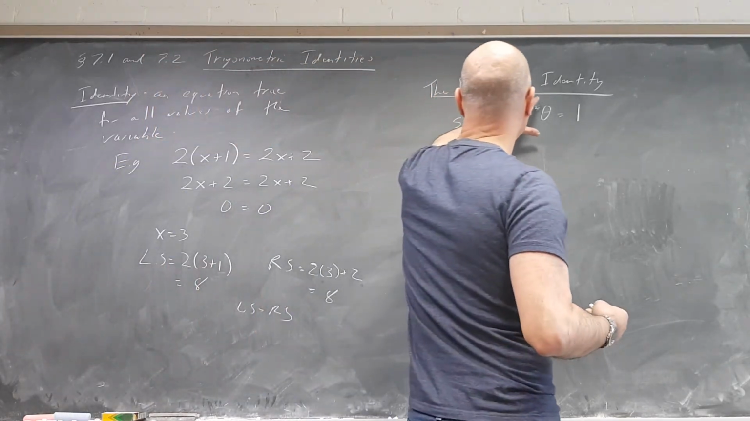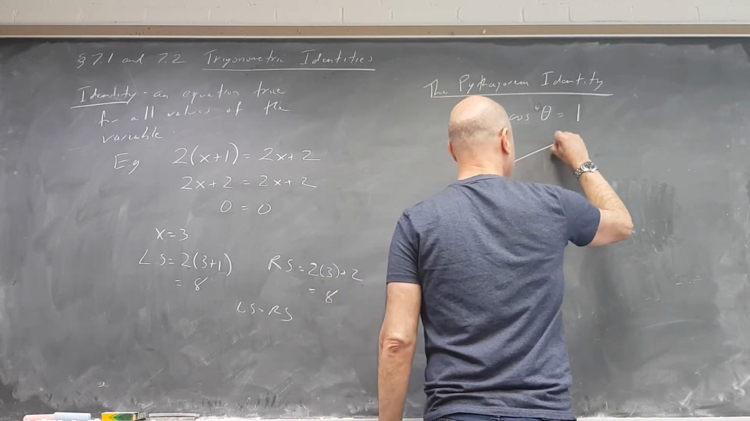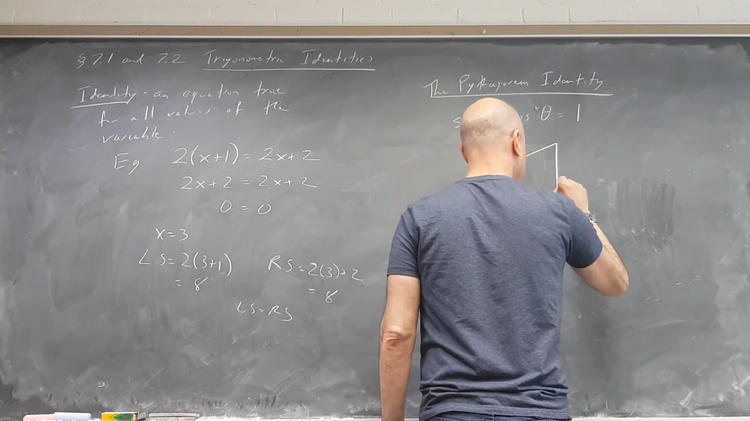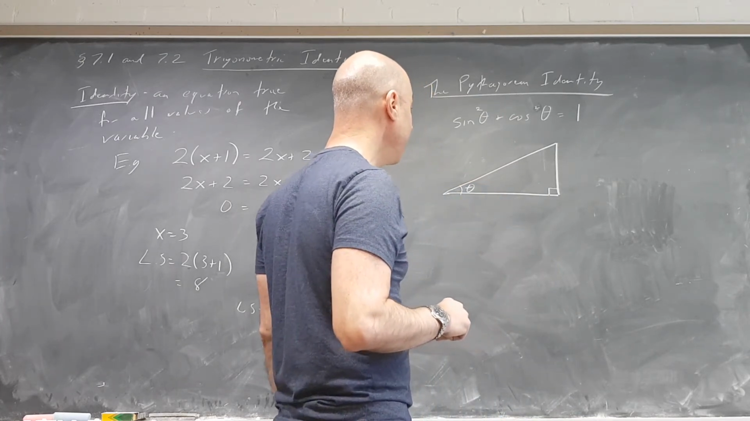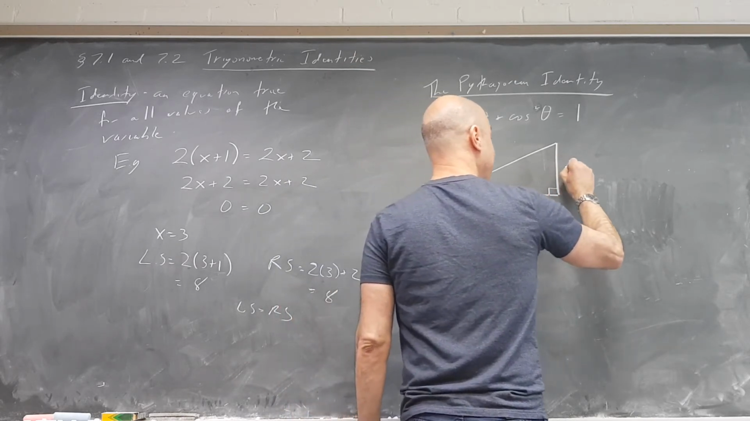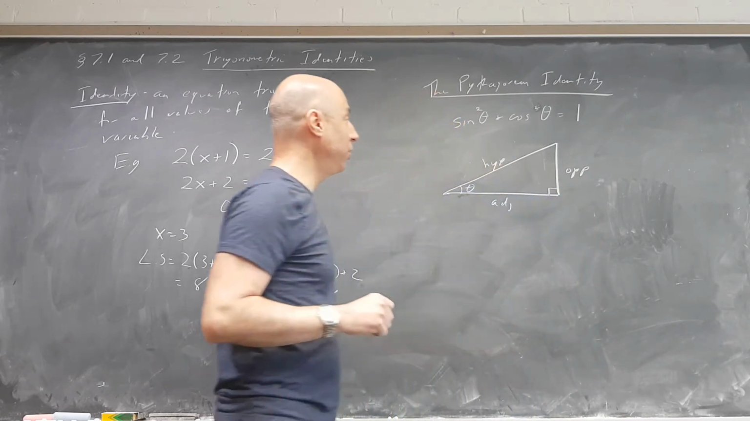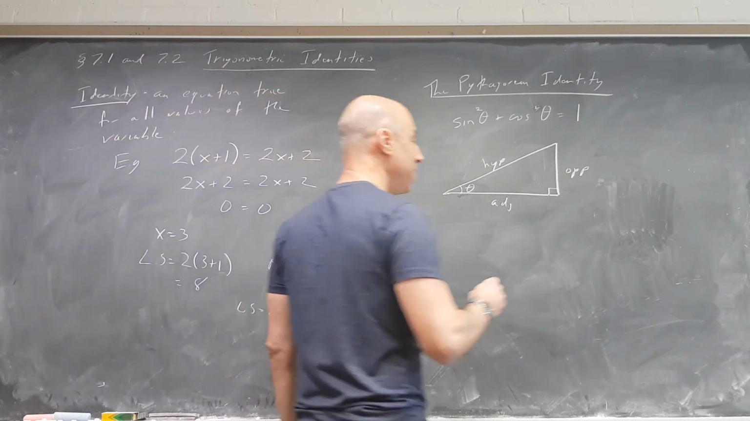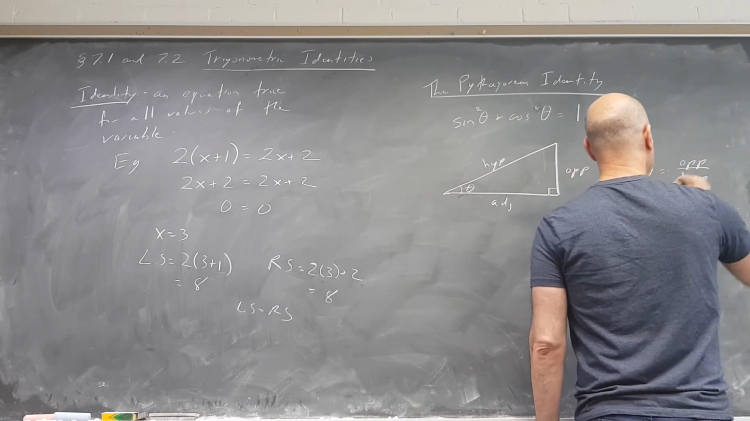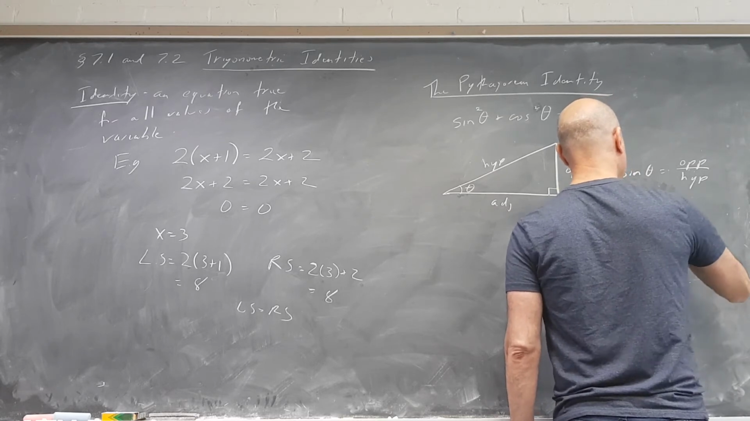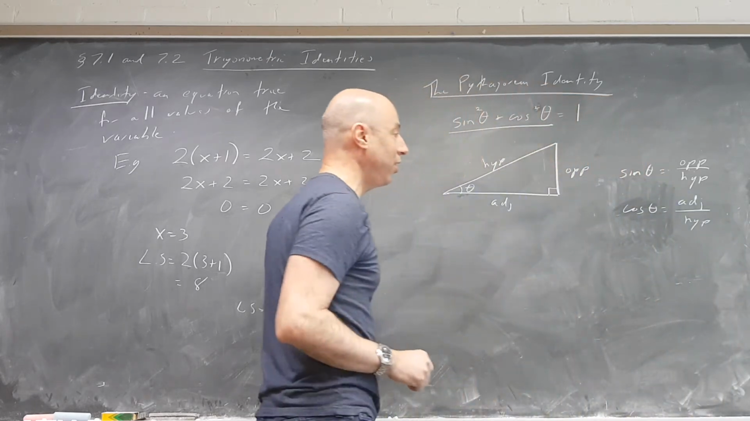If you're wondering why this is called the Pythagorean identity, it's because it's just the Pythagorean theorem in disguise. Let me draw a right angle triangle for you. I'll call this angle right here theta, the measure of that angle theta. And we know that relative to theta we have an opposite side, we have an adjacent side, and we have what we call the hypotenuse. And we know that sine of theta is the opposite over the hypotenuse, and the cosine of theta is the adjacent side over the hypotenuse.